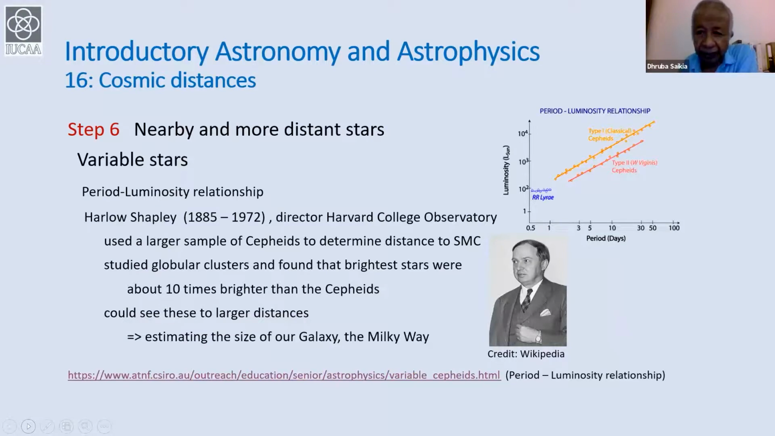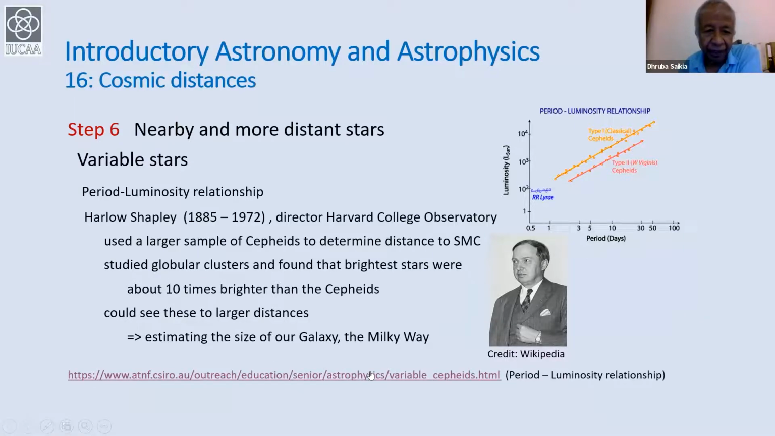So once this Cepheid period luminosity relationship was established, one needed to just find Cepheids in more and more distant galaxies and objects. And once you know the observed flux of the Cepheid, then you automatically know the distance because you know what the intrinsic luminosity should be given the period of the Cepheid variable.